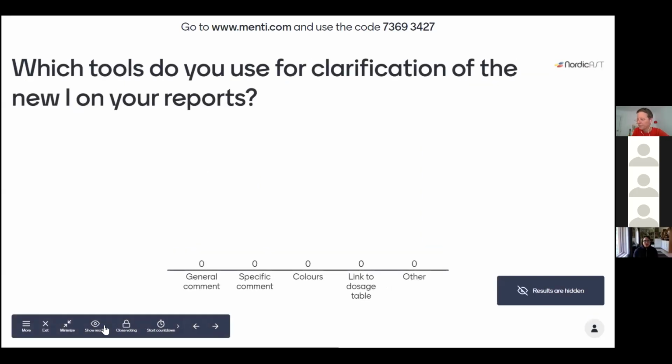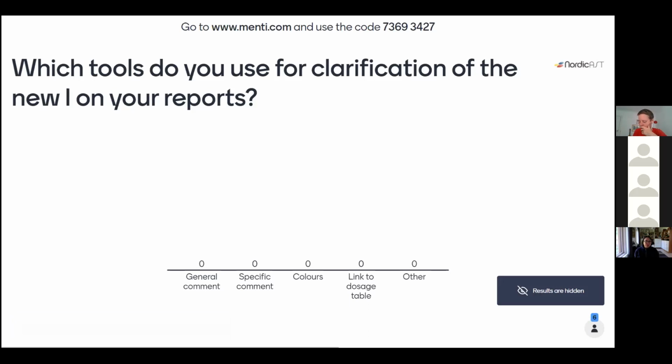Yes. So the question is, which tools do you use for clarification of the new I on your reports? The answers are: general comment, specific comment, colors, link to dosage table, or other tools. You have multiple choice possible, and there is no wrong answer in this one, so just relax and vote freely.